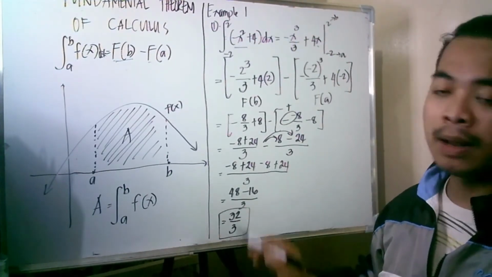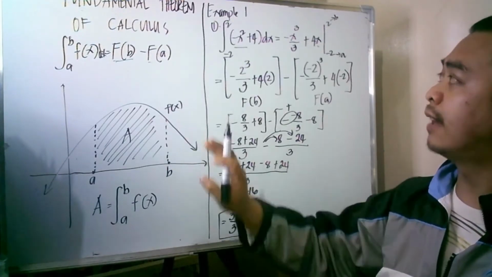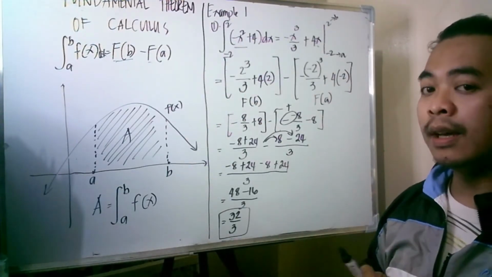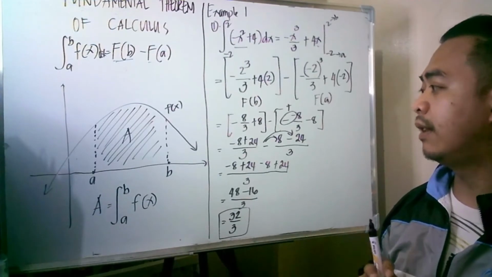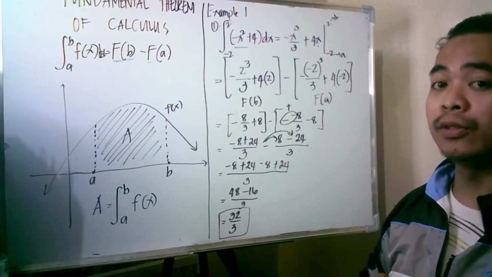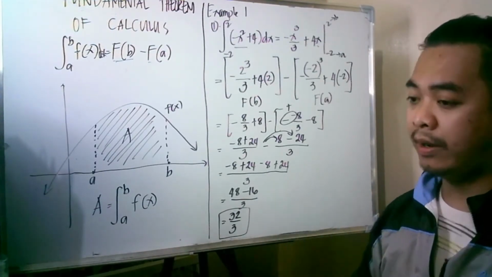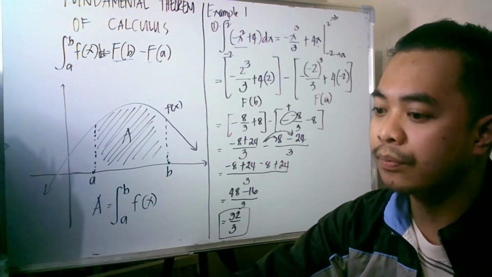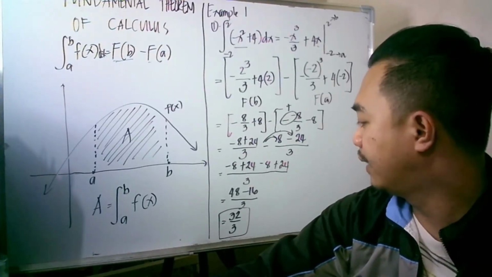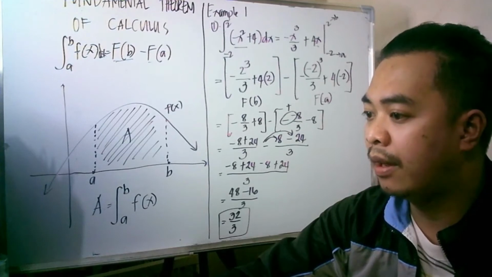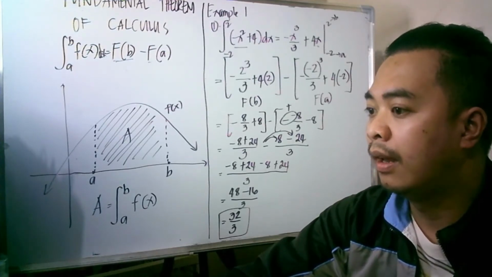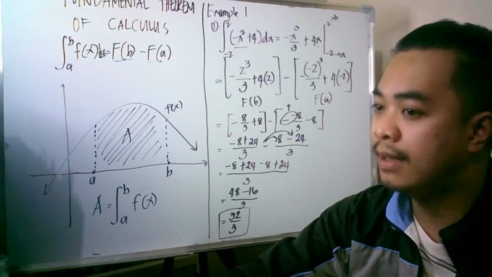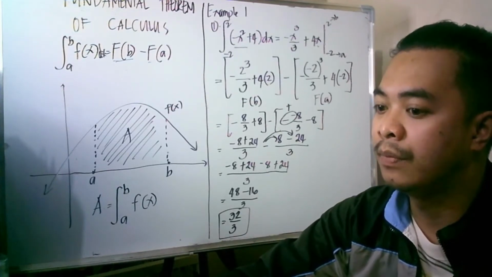Pero kung problem solving siya and ang tanong ay solve for the area bounded by the curves and the following. Pag ganun yung tanong, dapat lagyan natin ng squared units. I-verify nga natin kung parehas yung sagot ni GeoGebra. 32 divided by 3. What is it? It's 10.67. It's just the same.